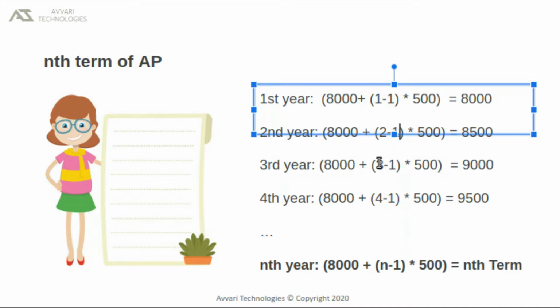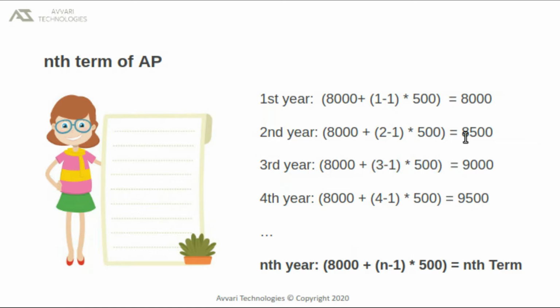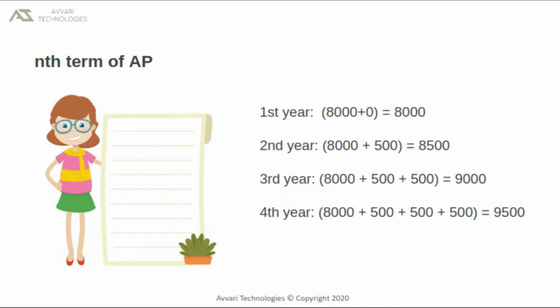In the third year she got again an increment. We can write it as 8,000 plus third year minus 1. This makes 2. 2 into 500 is 1000. 1000 plus 8,000 is 9,000. You can verify whether the numbers are consistent with the previous slide. The numbers are consistent.